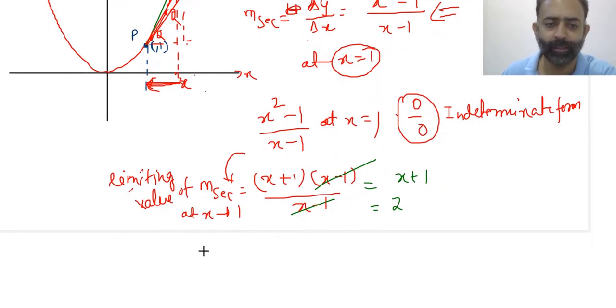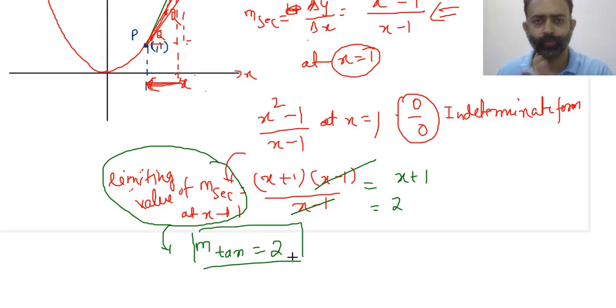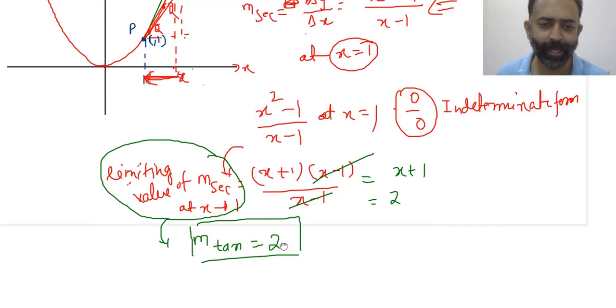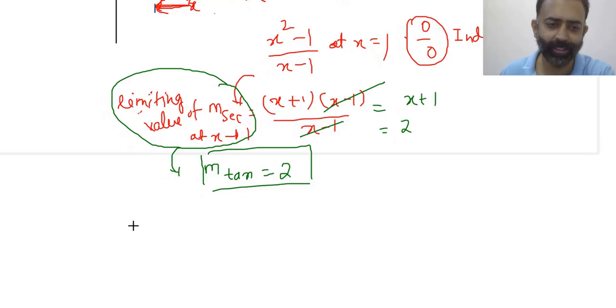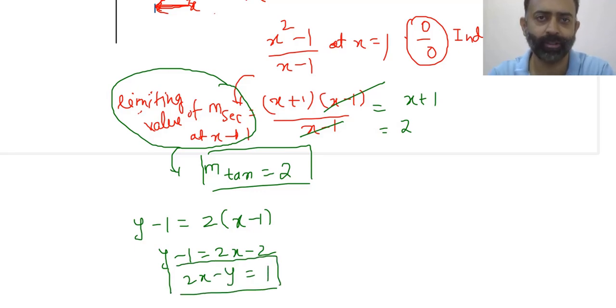This is basically the gradient of the tangent. So this whole thing, limiting value of secant when x tending to 1, can be replaced now by the gradient of the tangent. So gradient of tangent value comes out to be 2. Now it's just a piece of cake to find out the equation of the tangent, which is y minus y1 is equal to m, which is the gradient 2, times x minus x1. So here we have y minus 1 is equal to 2x minus 2, meaning 2x minus y is equal to 1 is the equation of the tangent.